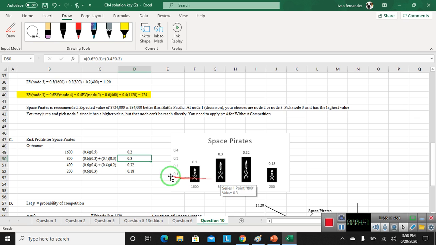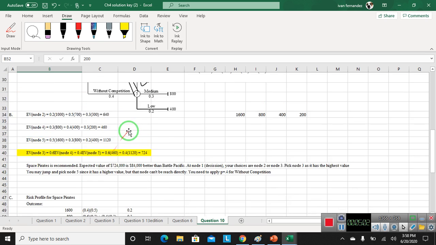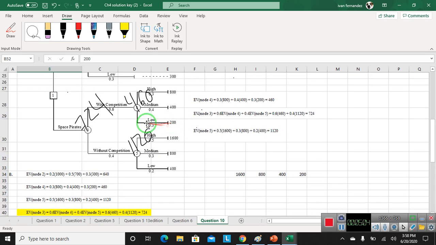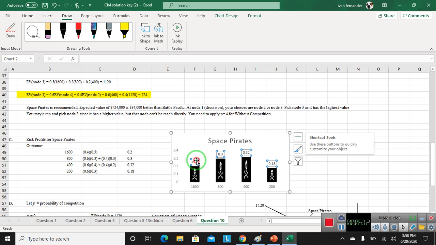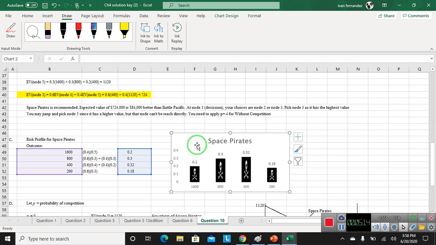And you do the same for 400, which is another case where you have two scenarios, and then 200, which is easy, just like 1600. 200 only occurs here, so it's going to be 0.6 times 0.3, 0.18, and that's it.